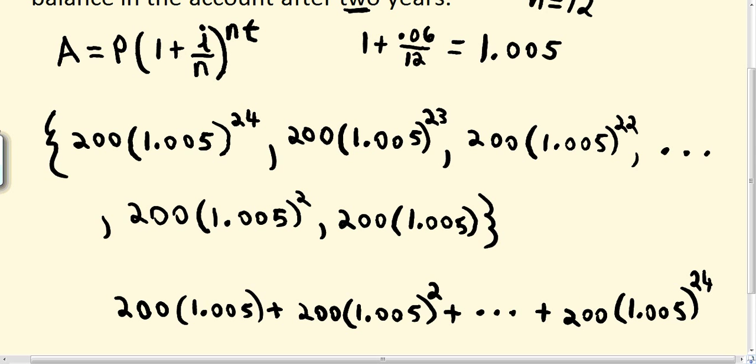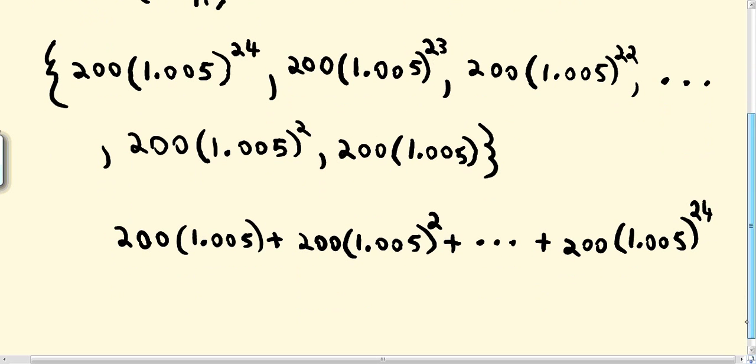So this is the balance in the account. This is what the balance in the account is going to look like. This is actually the 24th partial sum of this, which is going to turn out to be a geometric sequence. Let me do a little bit of simplifying here. For instance, you notice that 200 times 1.005 is a factor of every single term. So I can factor that out.